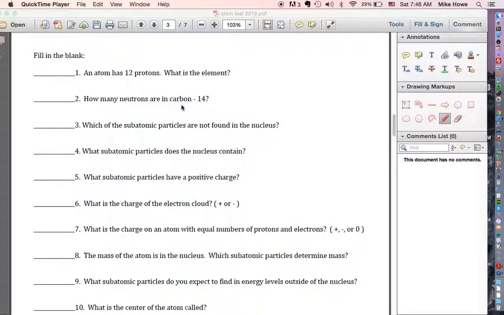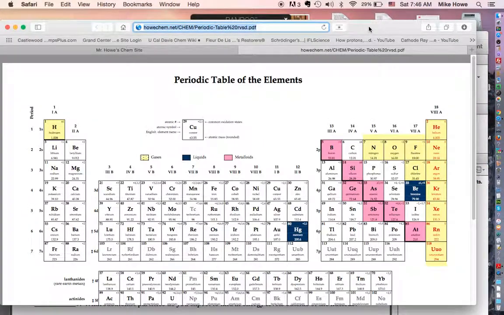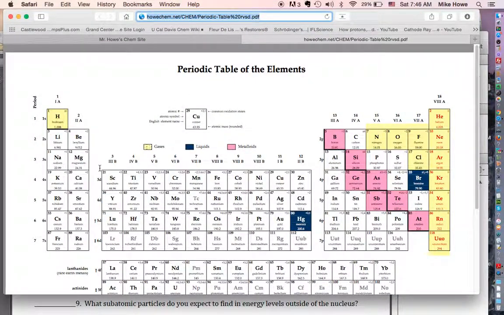So here we go in the fill in the blank section of the test. The first question: an atom has 12 protons, what's the element? Well, to find out the answer to that question, you would need to look at a periodic table. So you go over to the periodic table, you see that magnesium right here has 12 protons. 12, that's the number you're looking for.